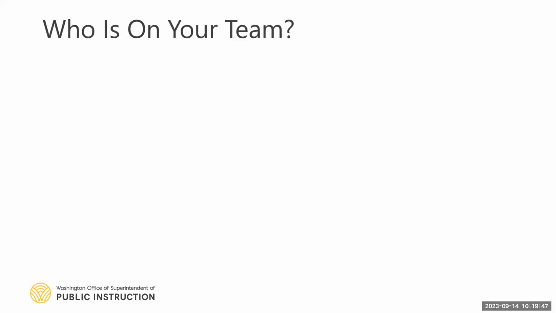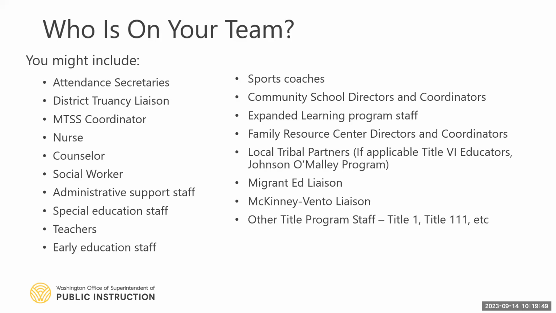Who is on your team? If you already have a team working on attendance, you might ask yourself, is there anyone else who's missing from the table? And if you don't yet have a team, you could ask who is directly connected to the issues and might be able to contribute to this work. This slide includes a list of folks you might consider, and I'm not going to read them all, but some options might be your attendance secretaries, truancy liaison, nurse, counselor, migrant ed liaison, McKinney-Vento liaison, teachers.